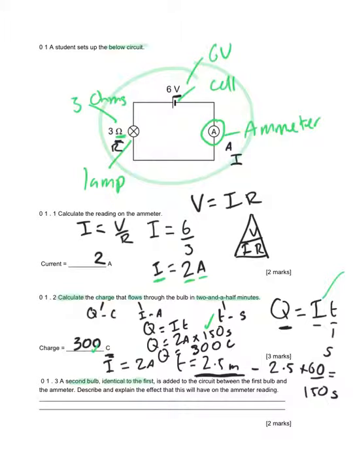And then, get my highlighter back. This is added to the circuit between the first bulb and the ammeter. So that suggests to me then that they're going to put another bulb here that's got 3 ohms. And remember, the resistance of the total circuit equals resistor 1 plus resistor 2. So the total resistance in the circuit here would be 3 plus 3, and it would be 6. Sorry that's getting a little bit messy in there. So I know the overall resistance of the circuit is now increased.